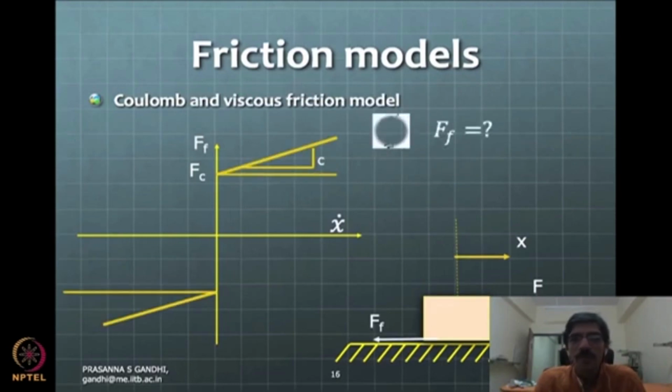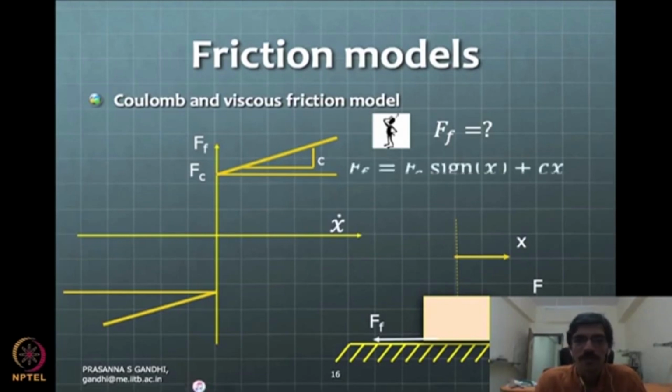So again, one can think about what this friction force is. You pause here, think again and write the equations considering the viscous part also, and then come back to this. You'll find that this friction force is now equal to Fc signum x dot plus C x dot. This is an additional component corresponding to the velocity or viscous friction that gets added. This is how you'll represent this Coulomb plus viscous friction model. Is that sufficient? What do you think?